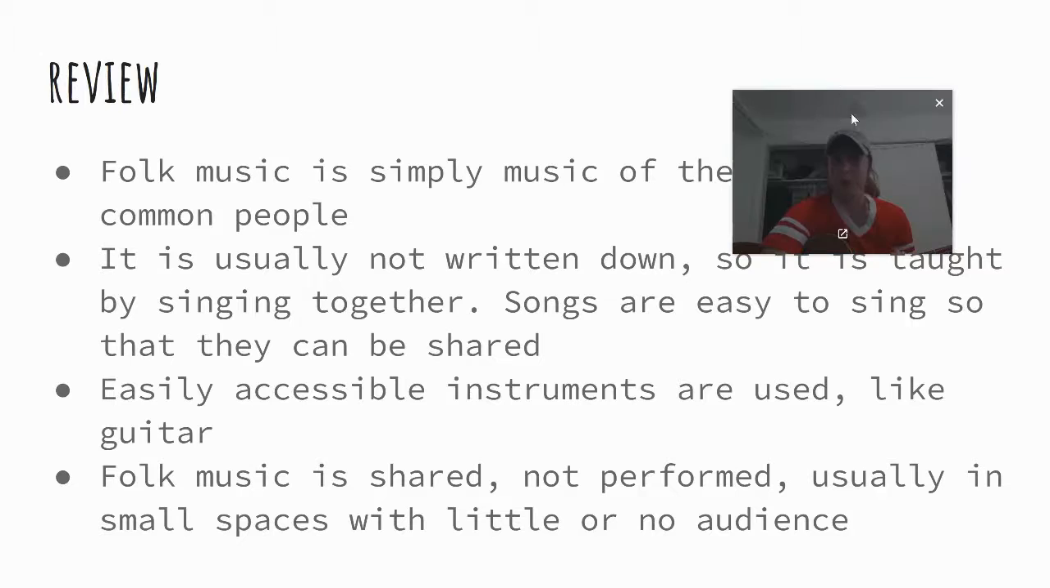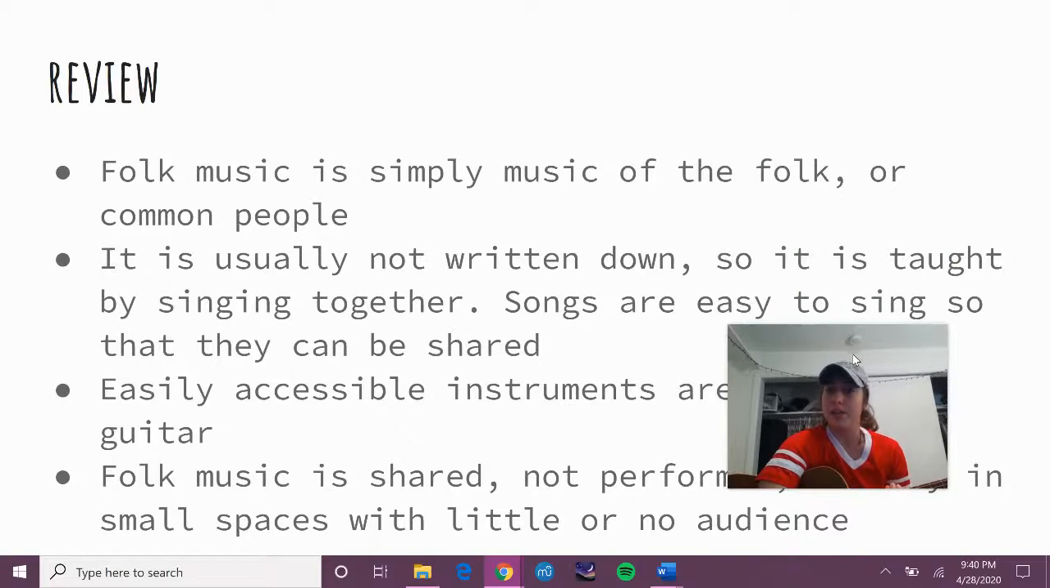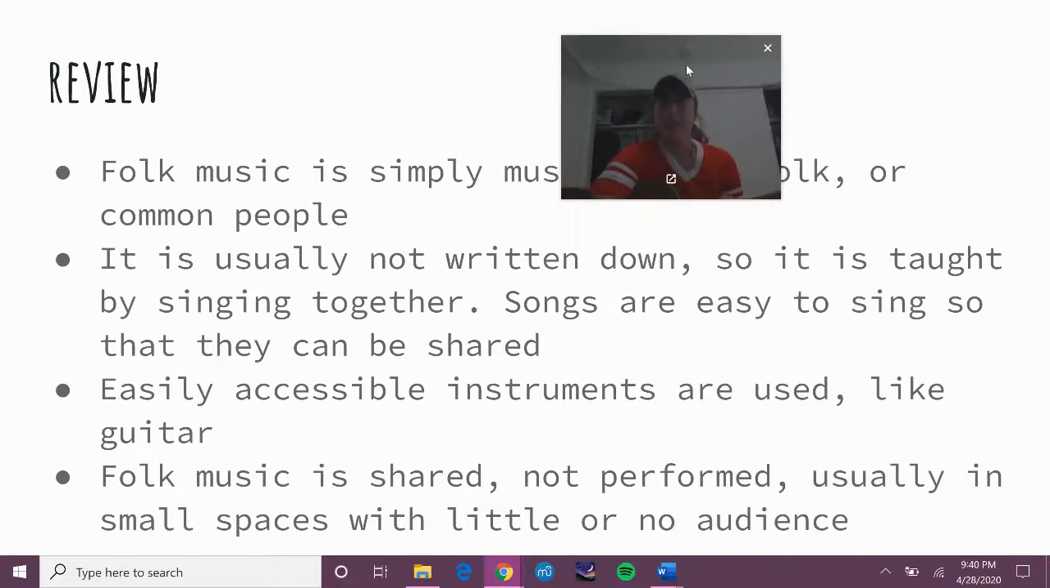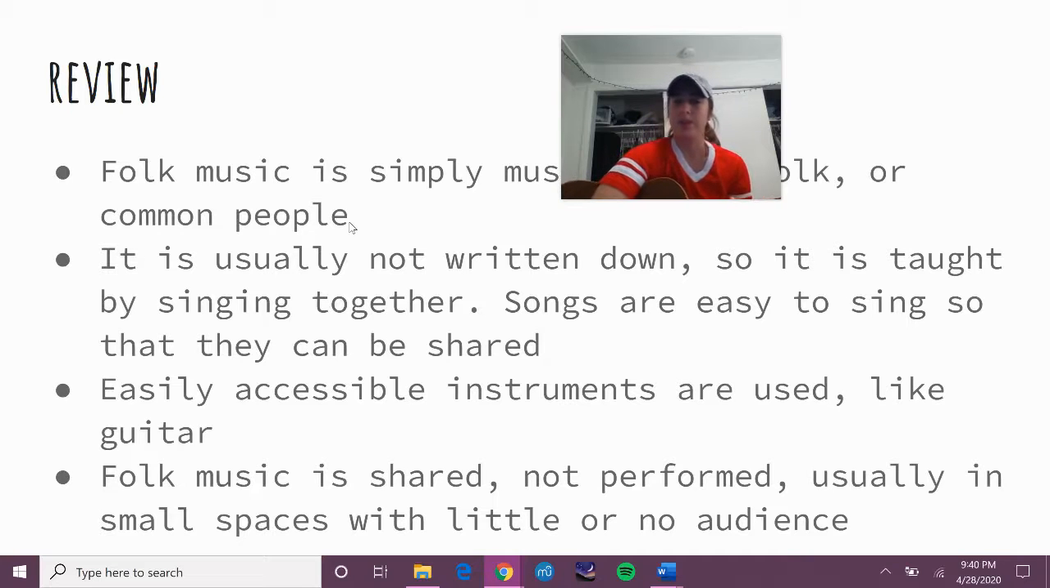In review, folk music is simply music of the folk or common people. It's usually not written down, so it is taught by singing together. Songs are easy to sing so that they can be shared. Easily accessible instruments are used, like the guitar. Folk music is shared and not performed, usually in small spaces with little or no audience at all. Okay? There's your rundown on folk music, General Music.